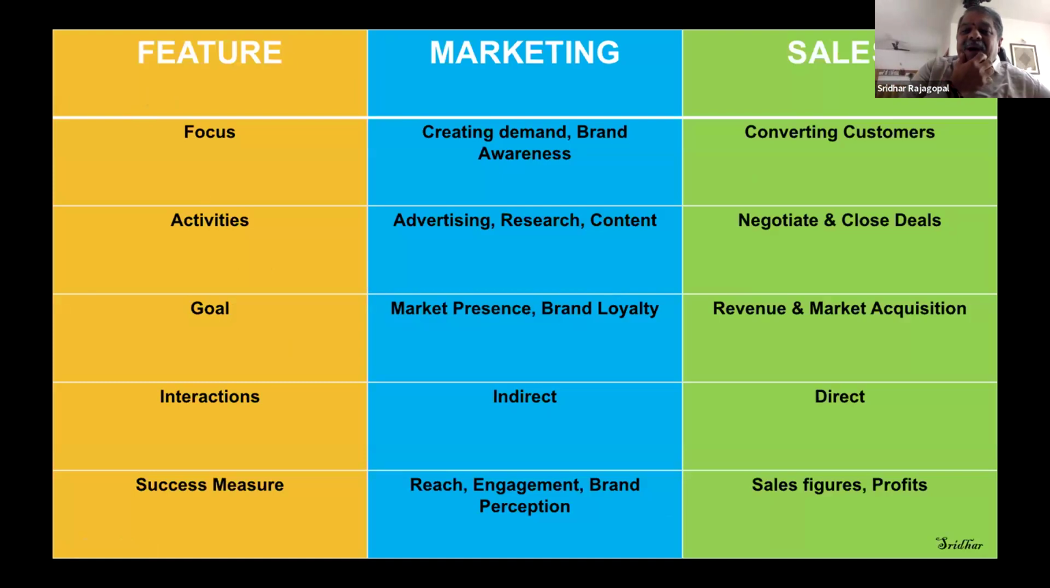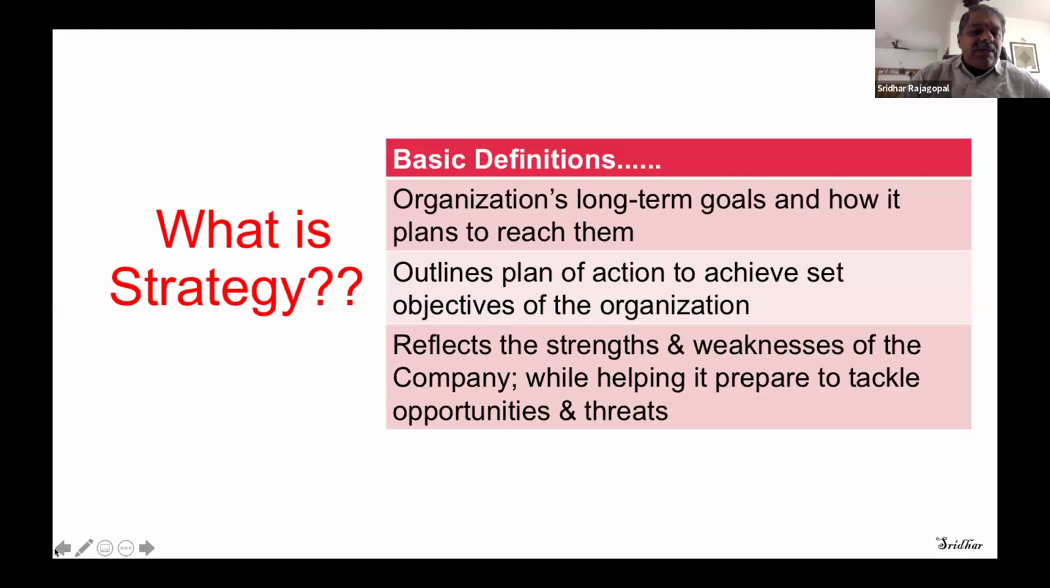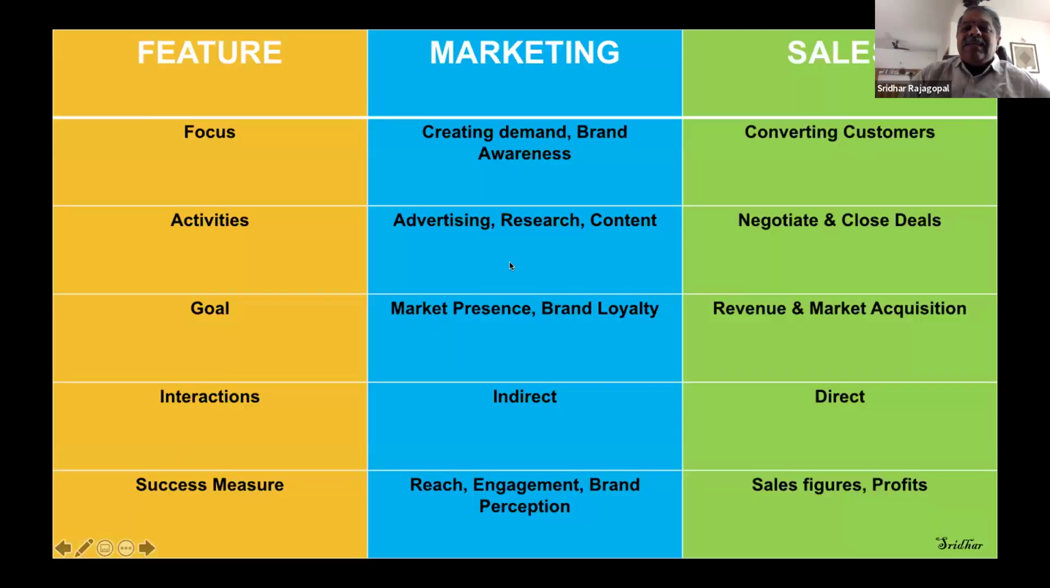Primarily, the focus of marketing is creating demand and brand awareness, whereas the focus of sales is converting leads. The primary activity in marketing is about advertising, research, content development, and so on, whereas the primary activity in sales is about negotiating and closing the order. The goal of marketing is to create market presence and identify methods for brand loyalty, whereas the goal of sales is revenue and making money.